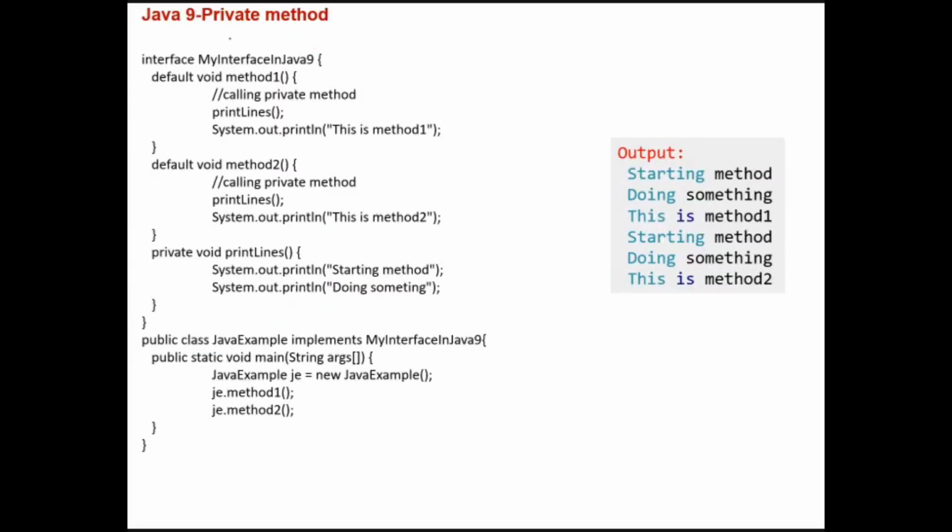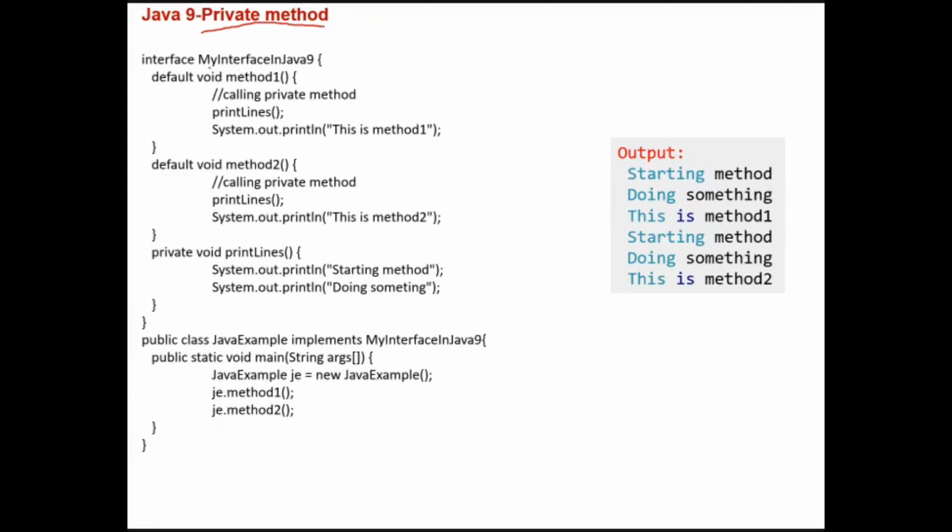Up to JDK 1.7, an interface can have only constant variables and abstract methods. From JDK 1.8, an interface can have constant variables, abstract methods, default methods, and static methods. We have seen default methods and static methods. Now from JDK 1.9, they have introduced two more kinds of methods, that is private methods and private static methods. So an interface can now have constant variables, abstract methods, default methods, static methods, private methods, and private static methods.